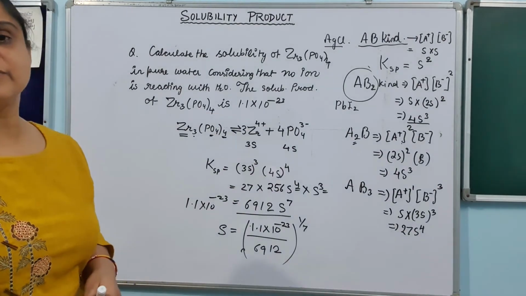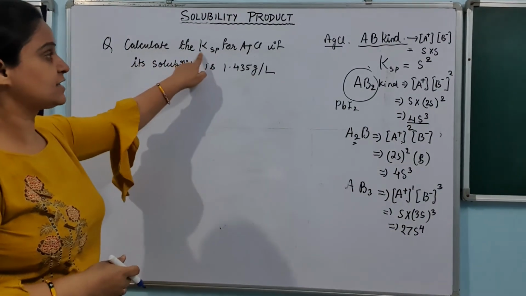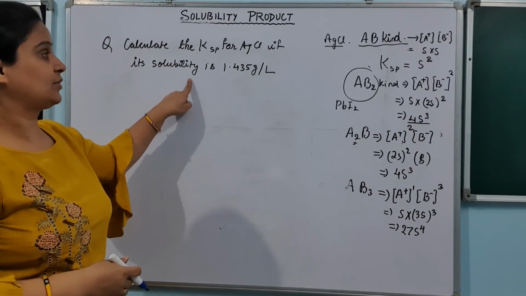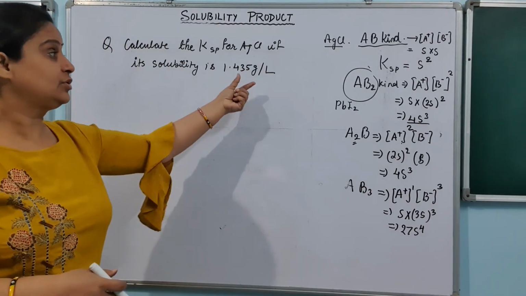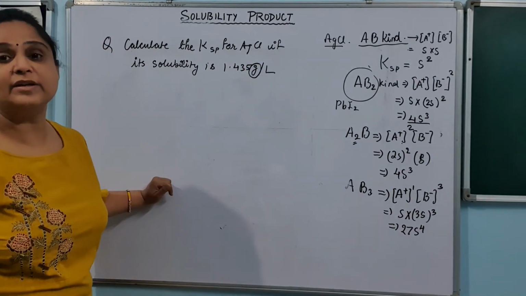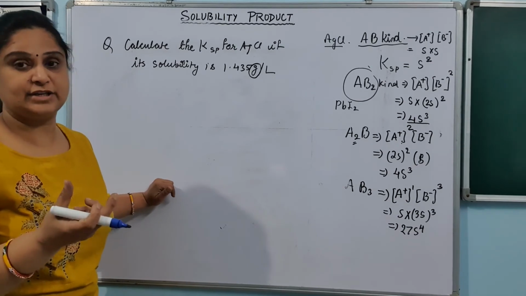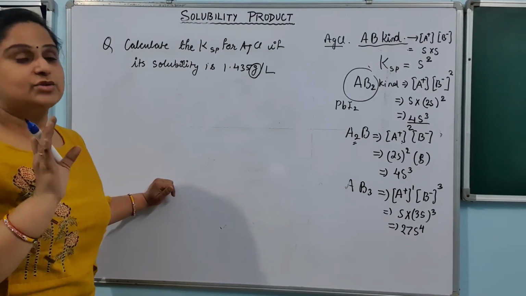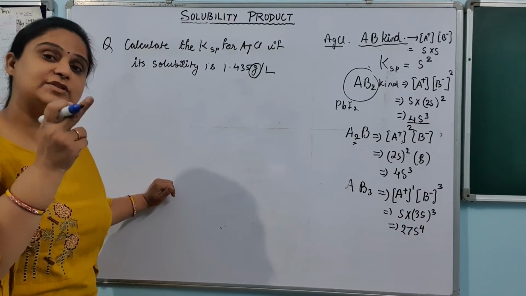So now I am taking one more question here. The question says: calculate the KSP for silver chloride if the solubility of silver chloride is 1.435 grams per liter. So the solubility is given in grams per liter. This is important here because you need to write down the molar concentration, because in the formula you are supposed to write down the molar concentration. So here the solubility is given in grams, so we have to first convert the grams into moles.